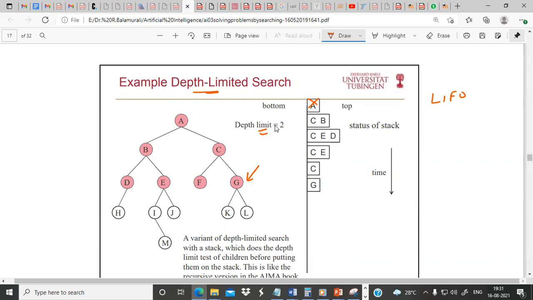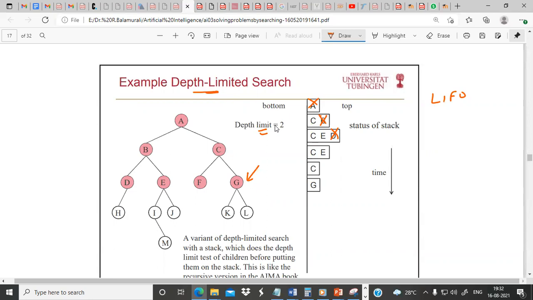Remove B, then check whether B is the goal state. No, B is not the goal state. Expand B, we get D and E. Push E and then D. So now the top of the stack is D. Remove D, check whether this is the goal state. No, this is not the goal state.